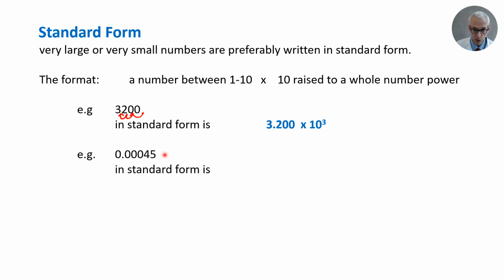Let's look at another example, 0.00045 in standard form. Well, that is 4.5 times 10 to the minus 4. What we've done here is we've moved the decimal place once, twice, 3 times, 4 times to the right. So 4.5 times 10 to the minus 4, in other words, 4.5 divided by 10,000.